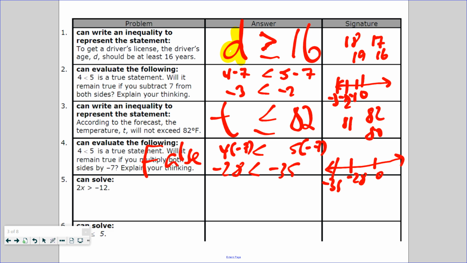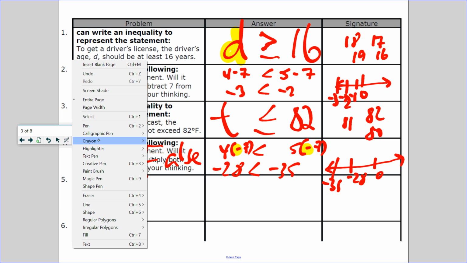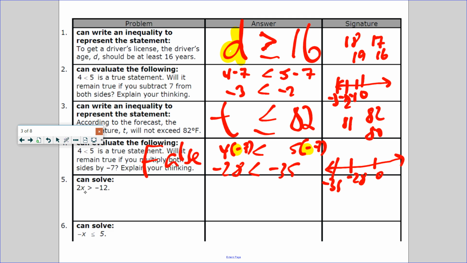Why is this false? Because when you multiply by a negative number, let me highlight that. When you multiply by a negative number, such as this, it reverses the sign around. So it's saying, what's the opposite of less than? Greater than. Next one. Can you solve this? Let's solve it. I divide both sides. I have negative 12 and 2 x's. I divide both sides by 2. What's the inverse of multiply? Divide by 2. This cancels. So what is negative 12 divided by 2? Negative 6. X is greater than negative 6.